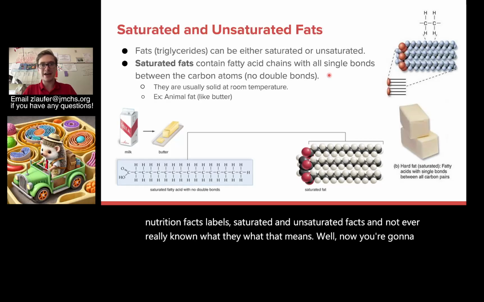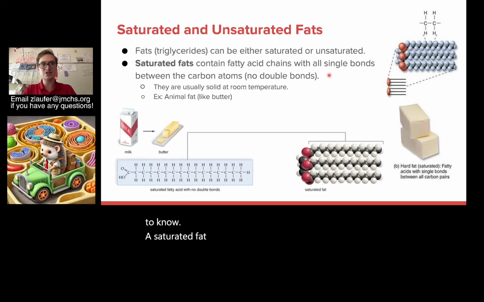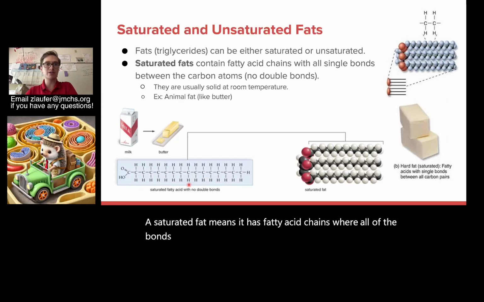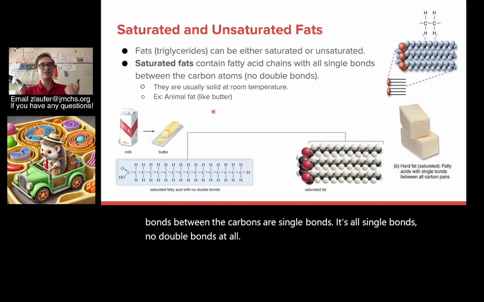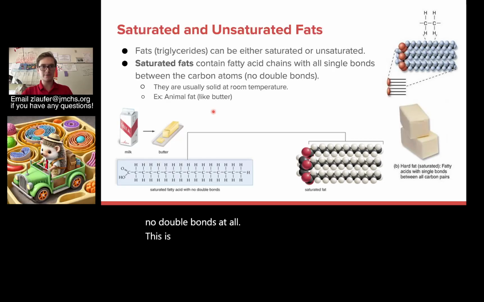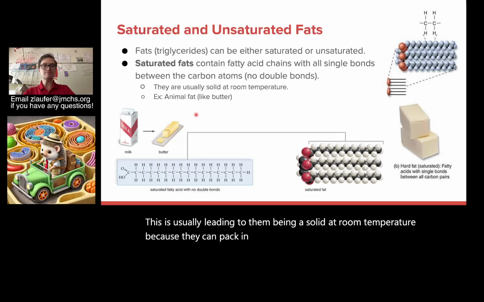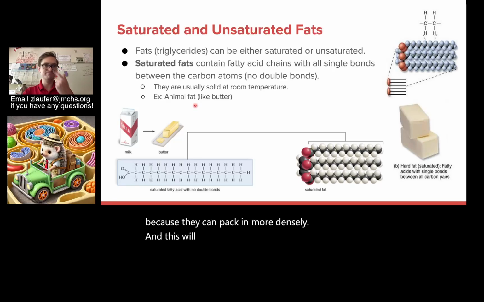A saturated fat means it has fatty acid chains where all of the bonds between the carbons are single bonds. It's all single bonds, no double bonds at all. This is usually leading to them being a solid at room temperature, because they can pack in more densely. And this will be things like butter.